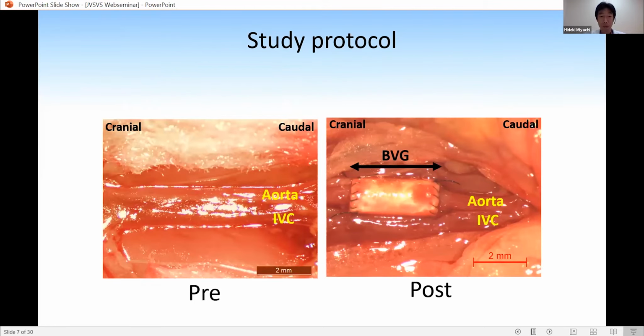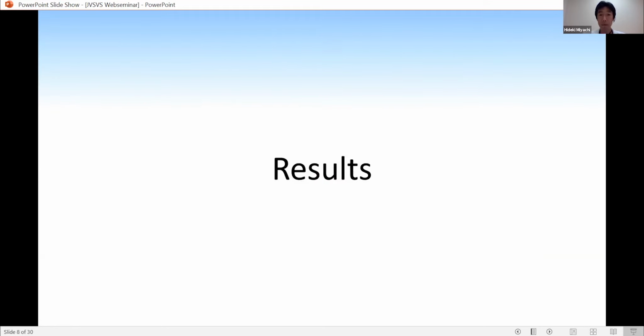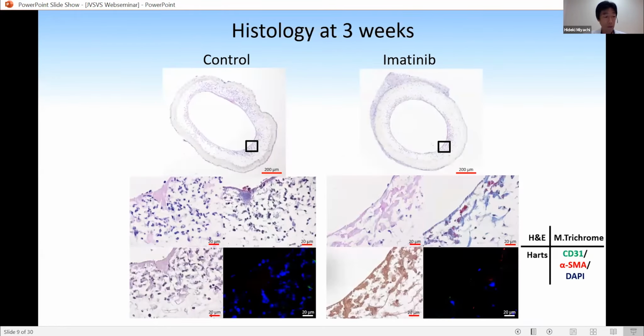These pictures show the macroscopic findings. The BVG was implanted to the aorta, and the diameter of the BVG is about 0.6 millimeter, and the length is about 3 millimeters. Results. This shows the histological findings of explanted BVGs at 3 weeks. As you can see, there is almost no neotissue formation on the luminal side of the BVG in both groups.